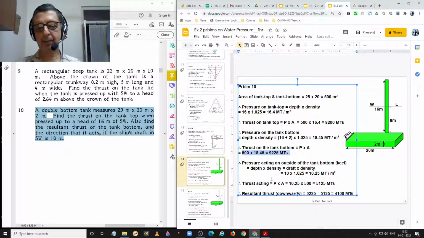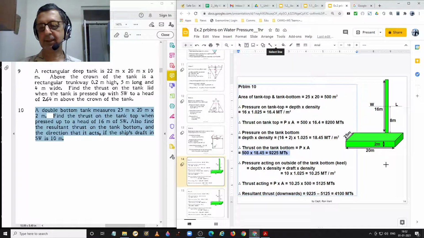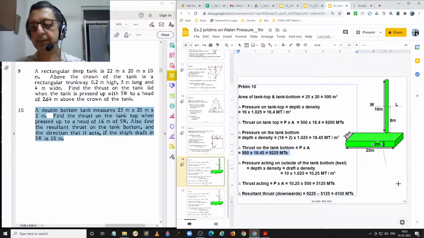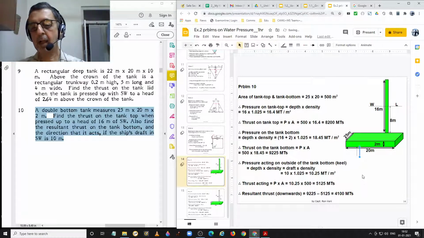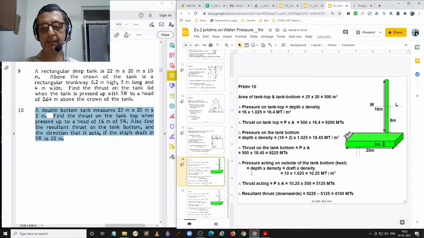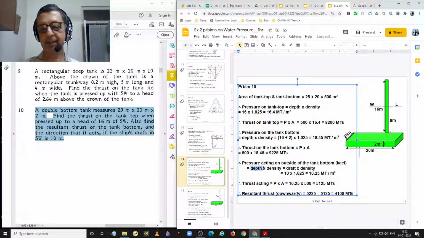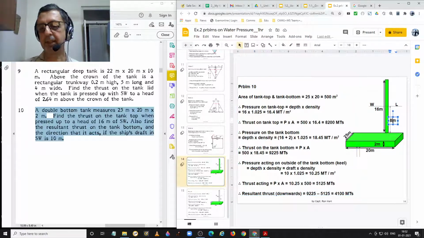The pressure acting on the outside of the tank bottom, that is on the keel. Now where is it coming from? From the sea. This pressure is coming from the sea. And that is equal to the draft. The depth here is the draft. The draft given to us is 10 meters. That is 8 meters above the tank top plus 2 meters the height of the tank.